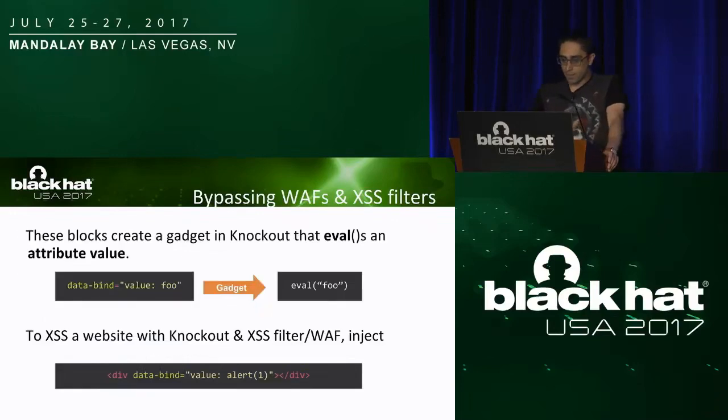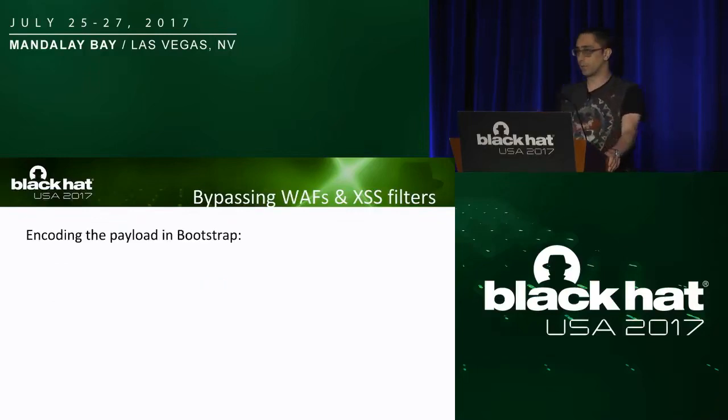So to summarize, there is a gadget in Knockout that upgrades the value of the data-bind attribute into an eval call. The function constructor is essentially an eval equivalent in JavaScript. So in order to XSS a website that happens to use the Knockout library, and on top of that uses an XSS filter or a web application firewall, instead of injecting a script or, I don't know, image source equals X, on error equals your payload, it's enough if you just inject this div element that looks fairly innocent to the mitigations. But there are way more examples of that.